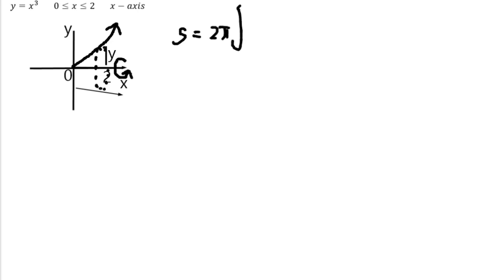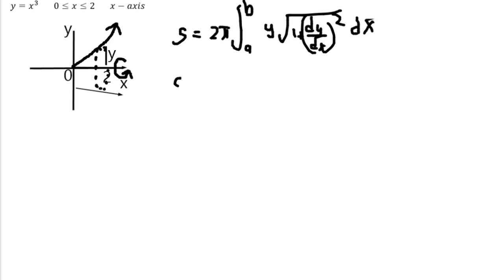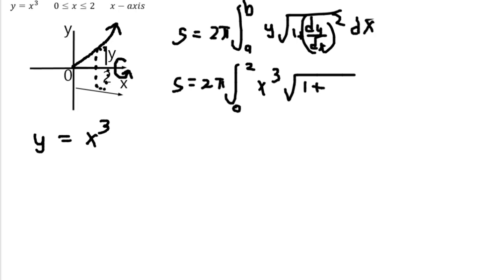So the surface area of the revolution is going to be 2 pi, the integral from a to b, multiplied by y, times the square root of 1 plus the derivative of y with respect to x, squared, dx. So let's just plug in everything. So we have 0 to 2, and we are going to find y. So y is equal to x cubed, so just put it here, and we got 1 plus the derivative.